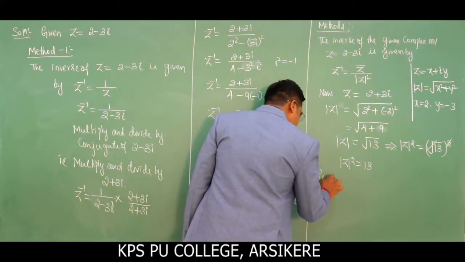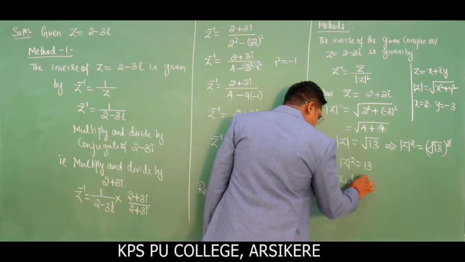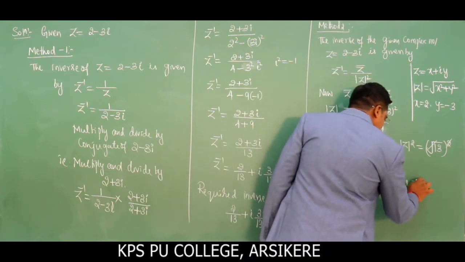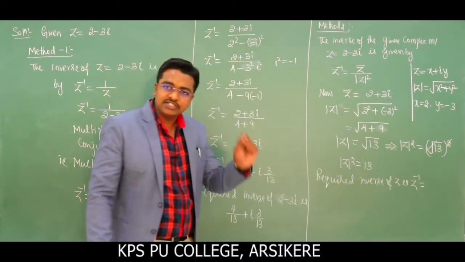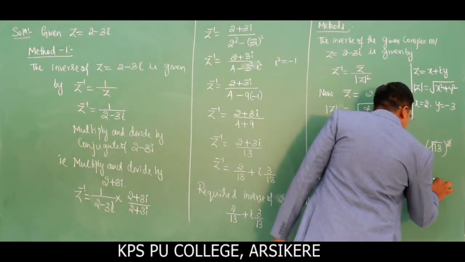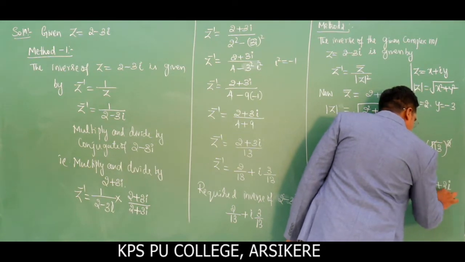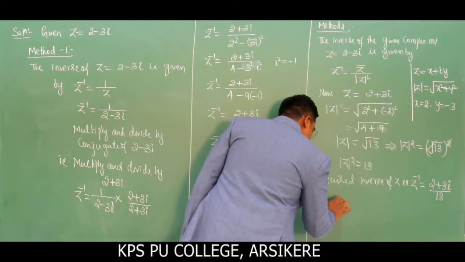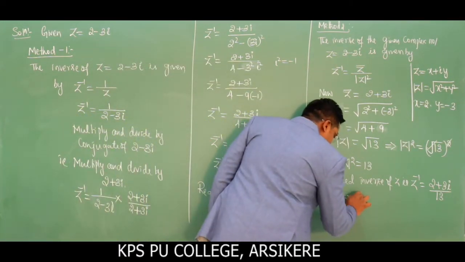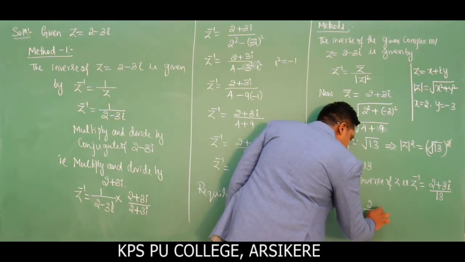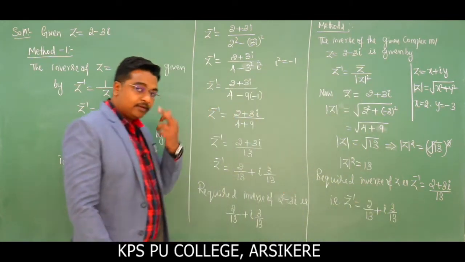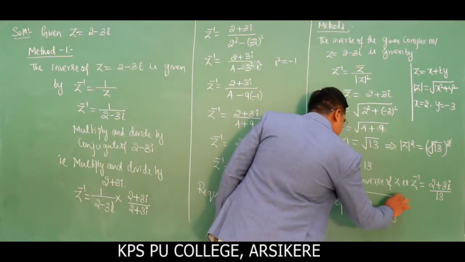Therefore, the required inverse of z: z inverse is equal to, just substitute z bar and modulus of z whole square. Z bar is 2 plus 3i, whole divided by 13. We can separate the real part as well as the imaginary part. The real part becomes 2 divided by 13 plus i times 3 divided by 13. So this is the required complex number.